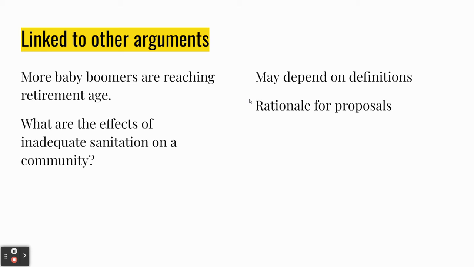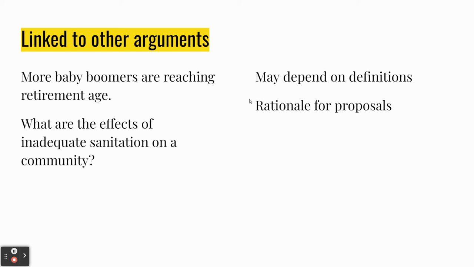I think it's important to understand that things are never, especially when you're writing all of these papers, they are rarely ends unto themselves. So you are going to link it to other arguments. We've got baby boomers reaching retirement age. It's going to depend on the definitions, but what are the baby boomers? What's retirement age? What's going to happen to that? Or because of that, excuse me.